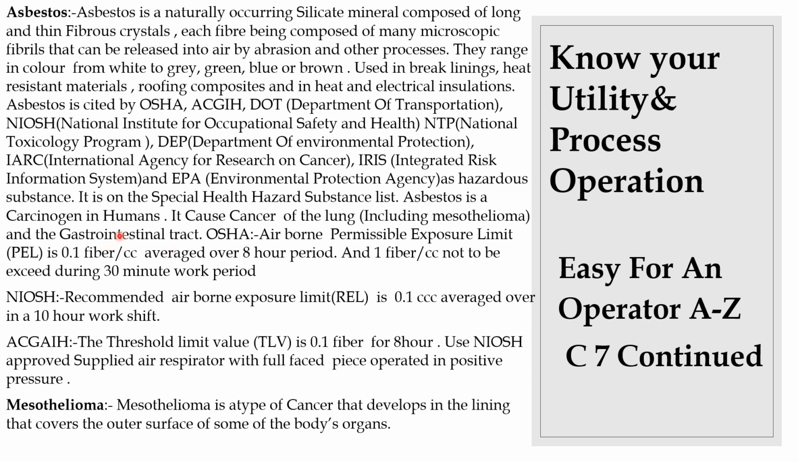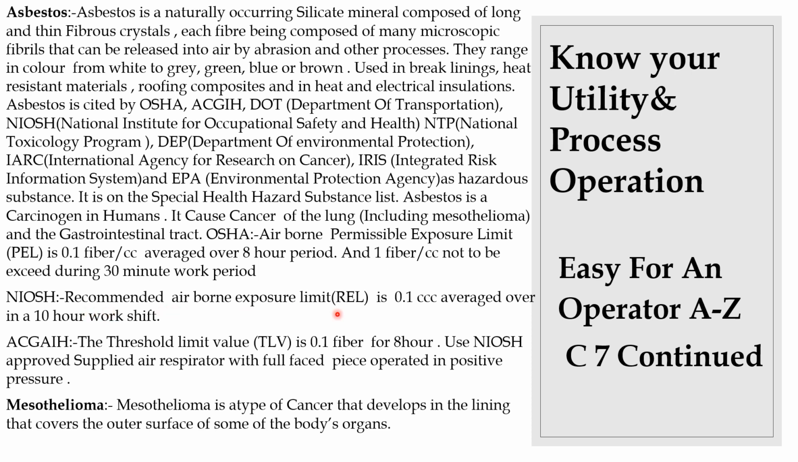Asbestos is a carcinogen in humans. It causes cancer of the lung, including mesothelioma, and of the gastrointestinal tract. As per OSHA, the airborne permissible exposure limit (PEL) is 0.1 fiber per cubic centimeter, averaged over an 8-hour period, and 1 fiber per cc is not to be exceeded during a 30-minute work period if asbestos is used in the industry.